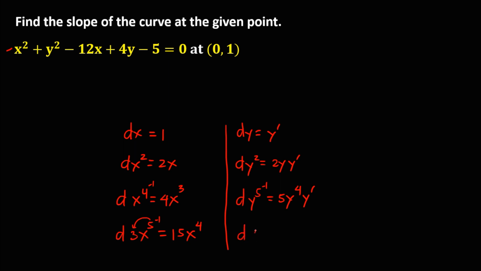Then for the derivative of 4y to the power 3, multiply these numbers, so this is 12, then y, minus 1 for the exponent, to the power 2 times the derivative of y. So take note that for every derivative of y, there must be y prime. And this is how to find the derivative in implicit form.